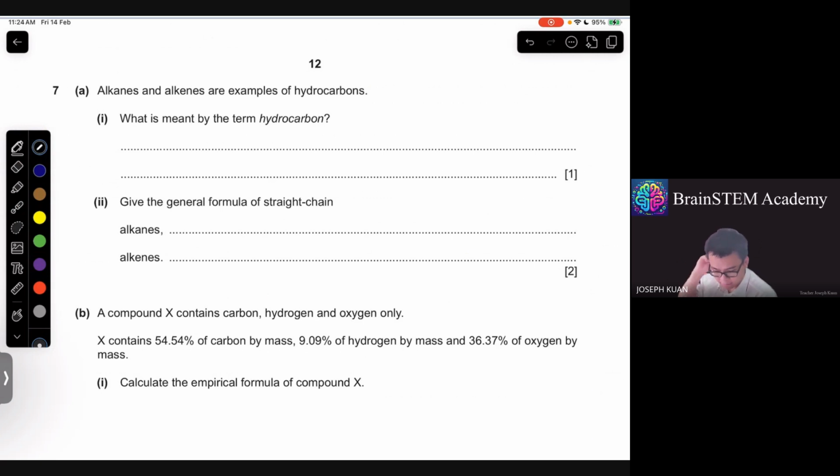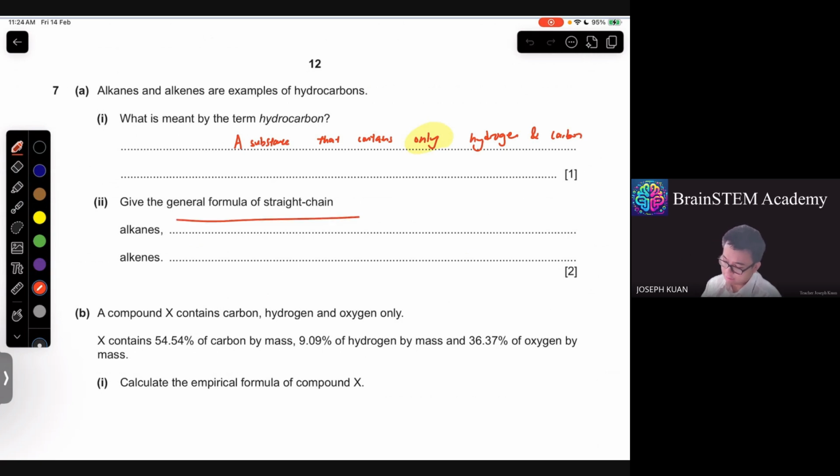Alkenes are examples of hydrocarbon. What is the meaning of hydrocarbon? A substance that contains only hydrogen and carbon. Give the general formula of a straight chain alkane. So CnH2n+2 for alkane, and then for alkene it is CnH2n.